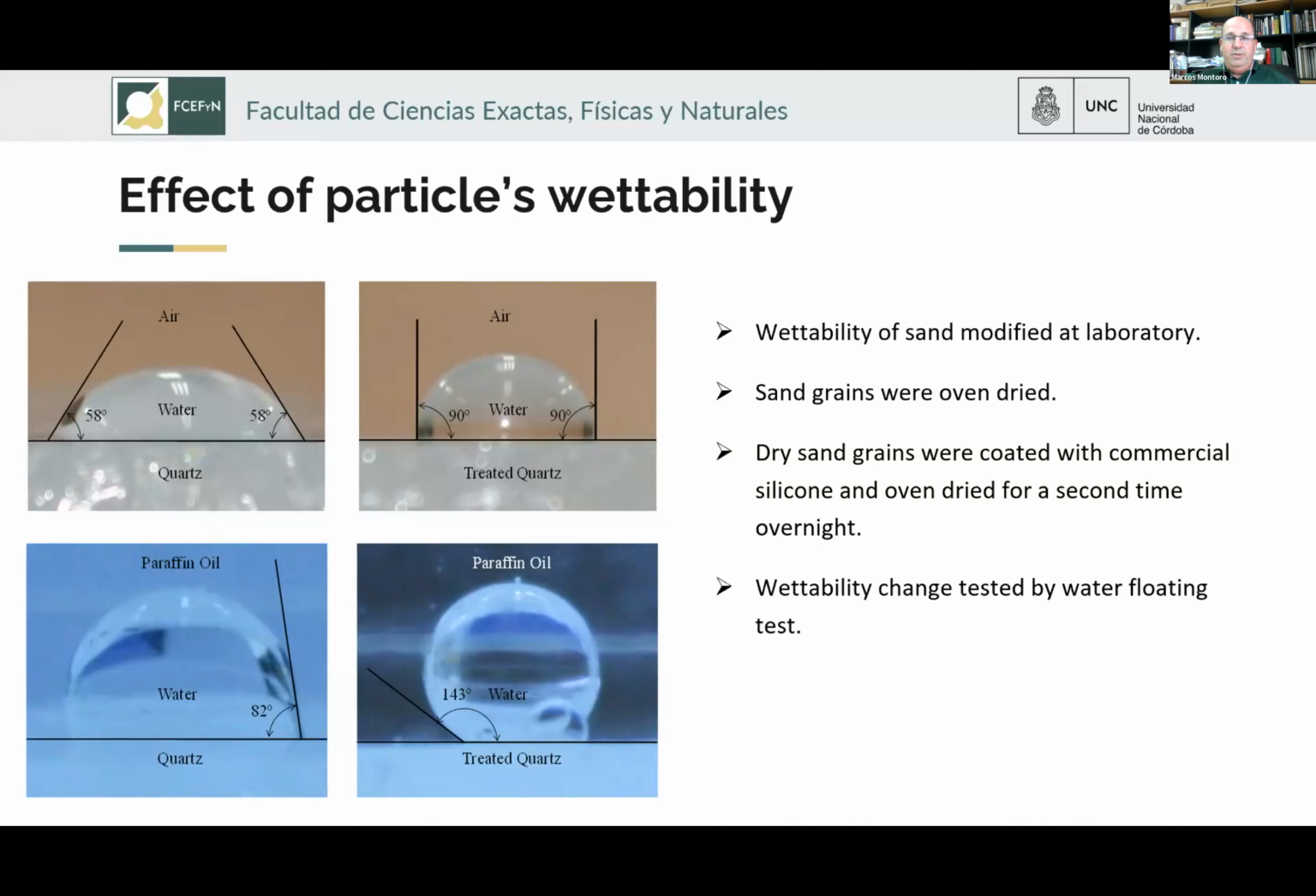In addition to that, and to be sure, we did the same treatment on polished quartz surfaces. The pictures show the change in the contact angle of treated and untreated quartz surfaces for a water drop of 50 microliters placed in an air-water and a paraffin oil-water system. The change in the contact angle is very evident after the treatment.